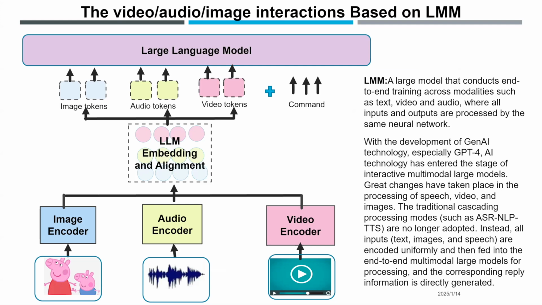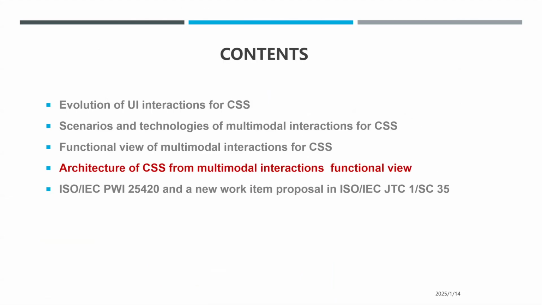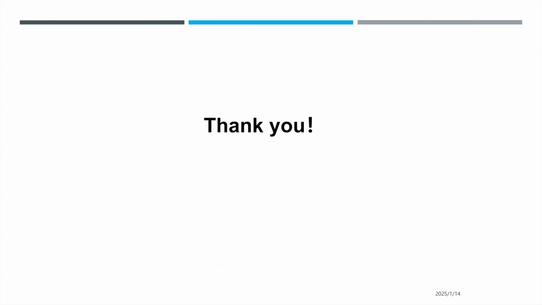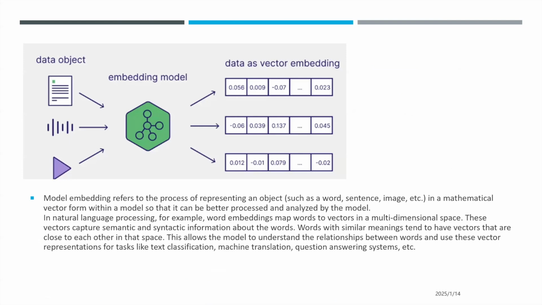Here I need to highlight the LM embedding and element. I'll make a clear explanation here. The model embedding is trying to convert the different types of data, the voice, the video, and the image, to vectors. But the vector has many dimensions. So that's the implementation here.